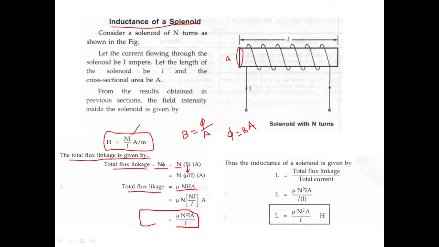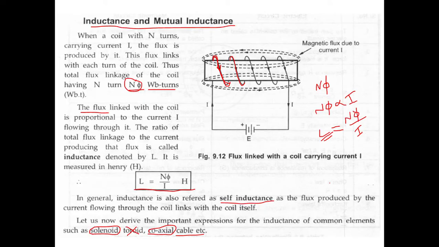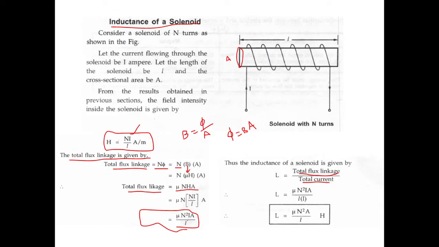What is this one? This is total flux linkage. Now what is L? L is nothing but total flux linkage by total current. When we saw the definition, we have seen that inductance is nothing but total flux linkage by current I, correct? So the total flux linkage equation is here, which is divided by I. So this I and this I will get cancelled. So what is the equation we get? L is equal to mu N square A by L Henry. So this is the equation of inductance for a solenoid, right? I hope you have understood this one.